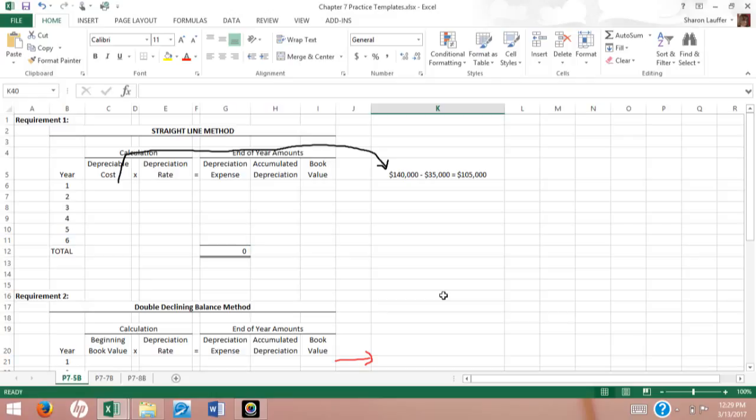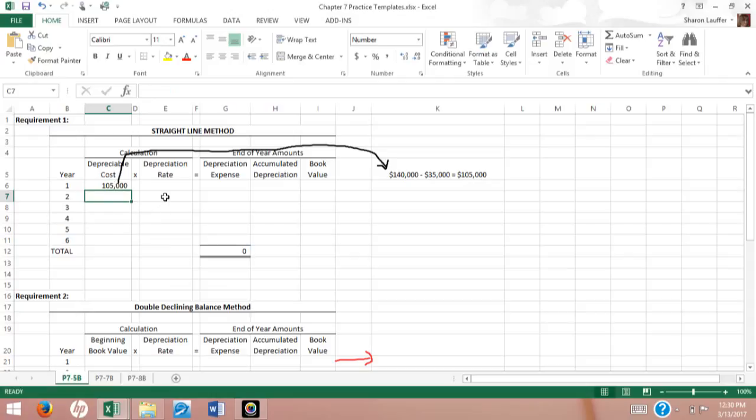So the requirements for this problem are to prepare a depreciation schedule for 4 years using 3 different methods. So we're going to start first with the straight line method. The instructions say that our new machine has a cost of $140,000 and a residual value of $35,000. To do the straight line method, we first have to figure out how much we're going to depreciate on this machine. So the depreciable cost under straight line is the cost, $140,000, less the residual value, $35,000. That gives us a depreciable cost of $105,000.